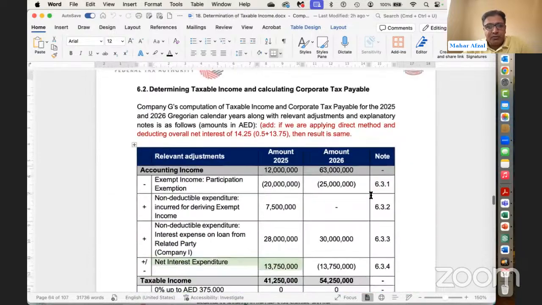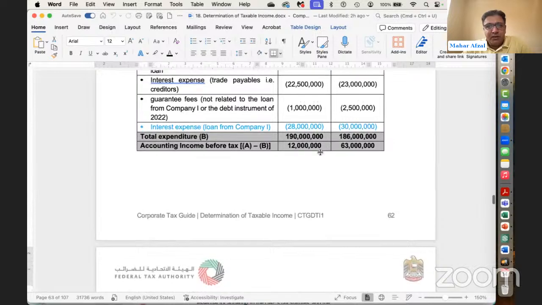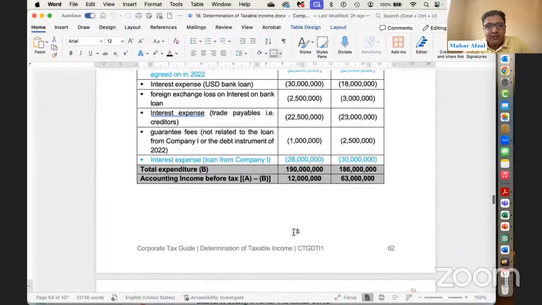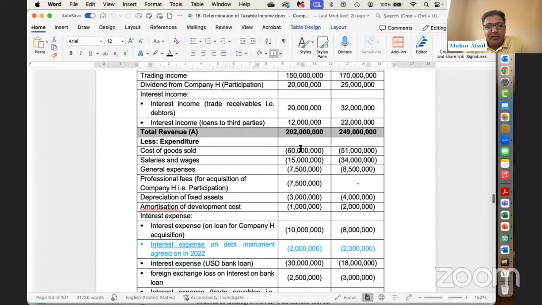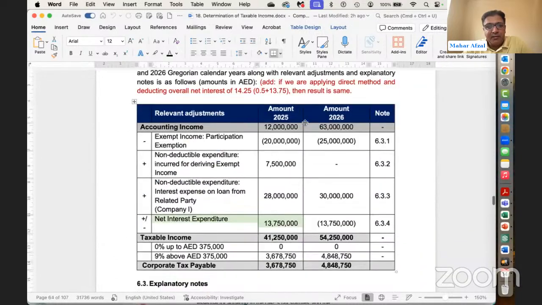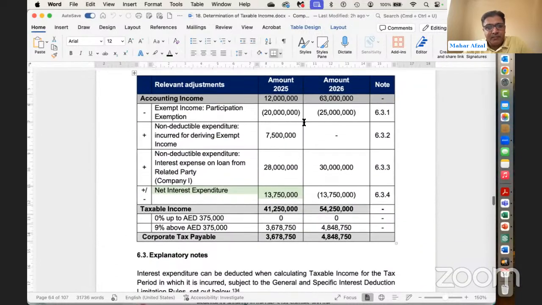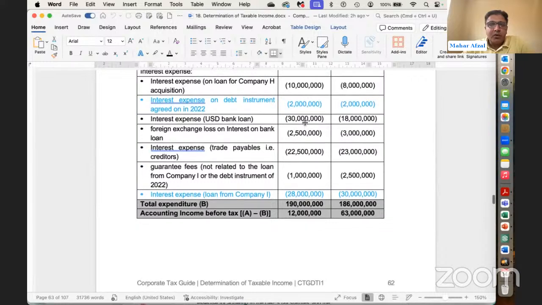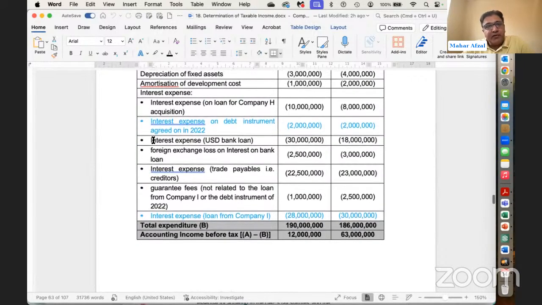So if I'm going through 12 million plus 28 million plus 28 million plus 7.5 million less my dividend income 20 million. Okay, we need to add back this interest as well. Altogether we need to add back, then we need to adjust because this interest has already been deducted.